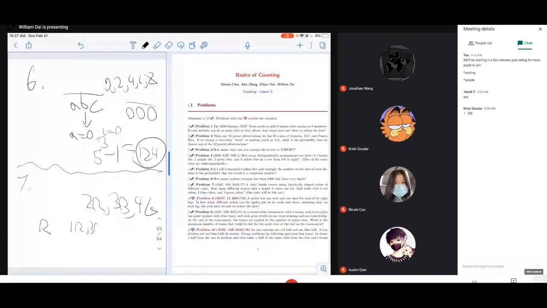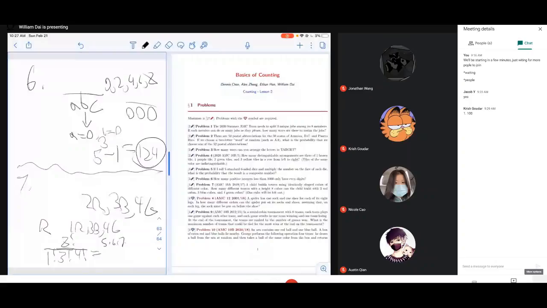That is 8 factorial divided by 3 factorial divided by 4 factorial, which is 5 times 6 times 7 times 8 divided by 6, and that's 280.